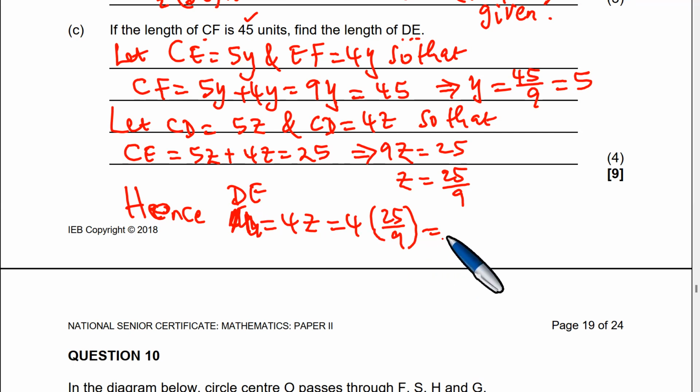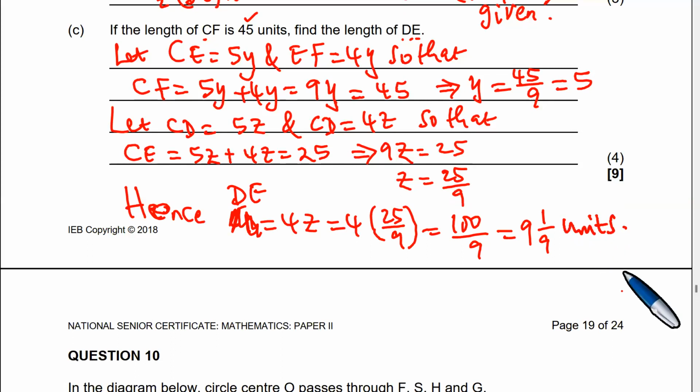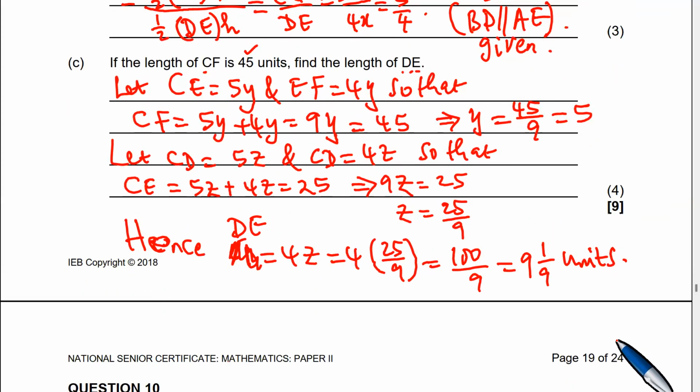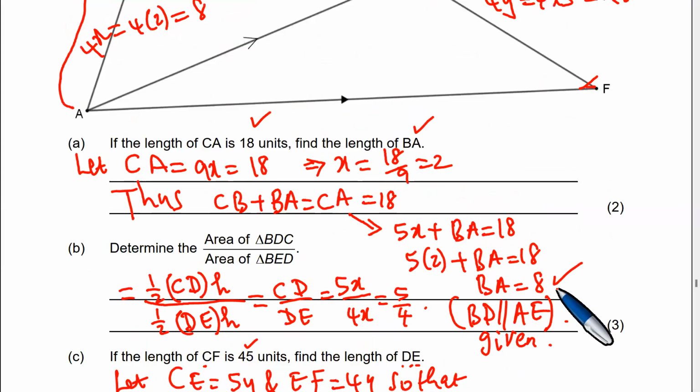4 times that is 100 over 9. So this one, 9 divides 100, and then the remainder over 9. So that is the length in units. Think about this because we continue with the next question. So we found that DE is 11 and 1/9 units, and you can express it also as a decimal. Okay. Next question.